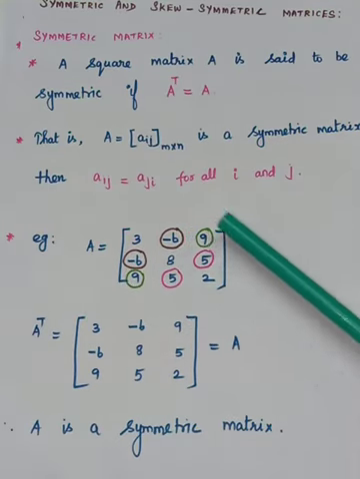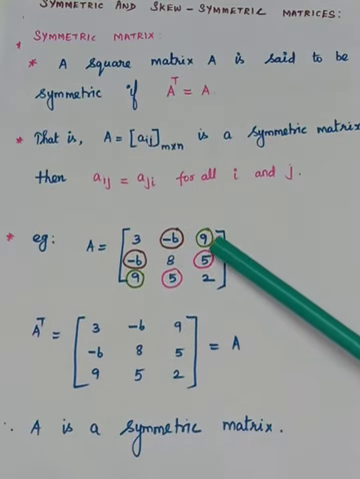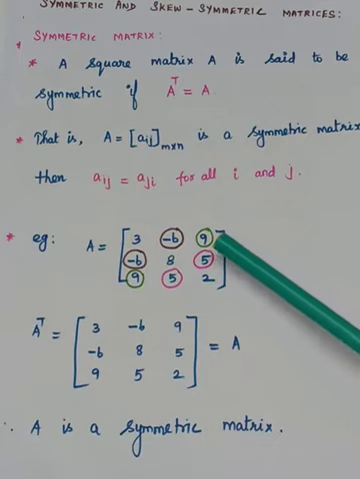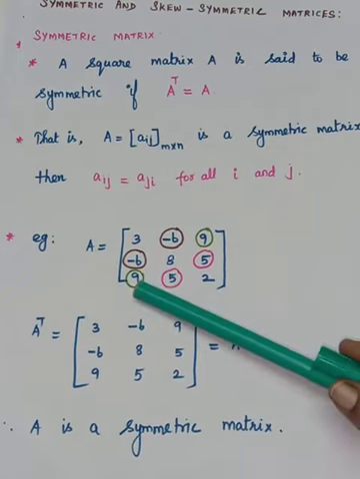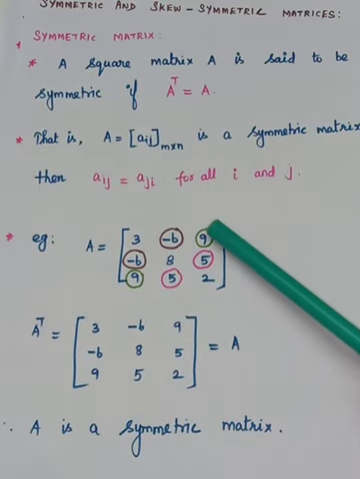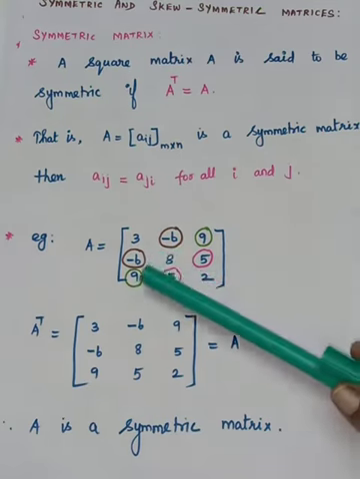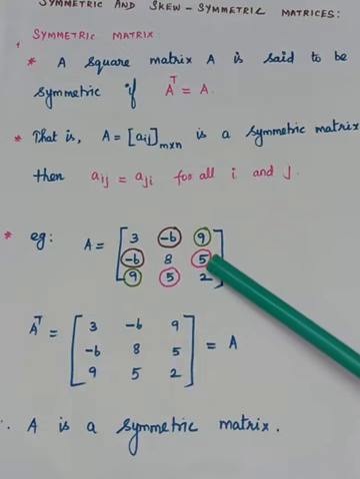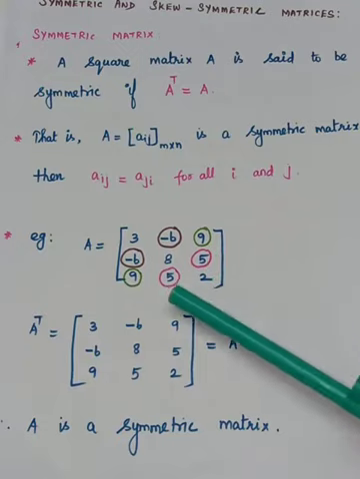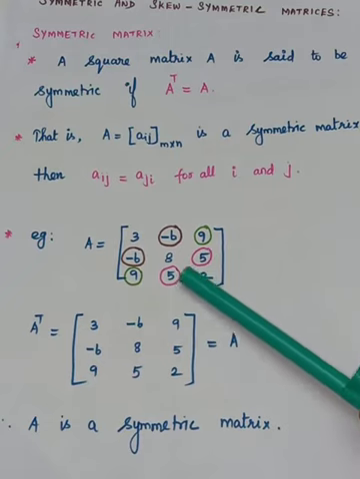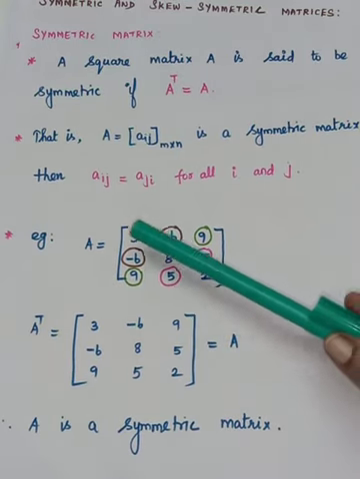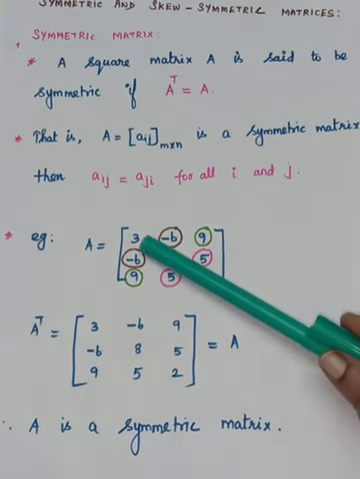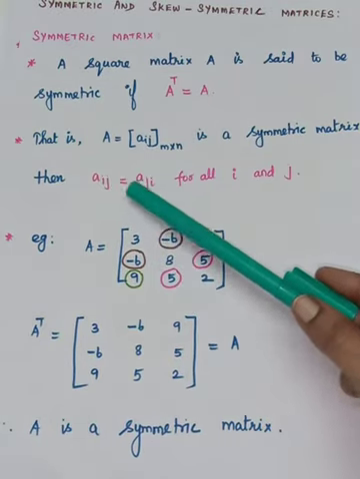Not only this element, you go for A13, that is the first row, third element, which is 9. So A13 should be equal to A31. The third row, first element is also 9. So see that 9, here also 9. Both should be equal. And you see that I have taken the second row, third column. So A23 should be equal to A32. So here if you have 5, here also 5. And you see that this element is what? A11. So A11 is equal to A11.